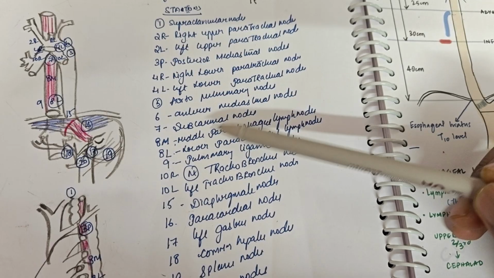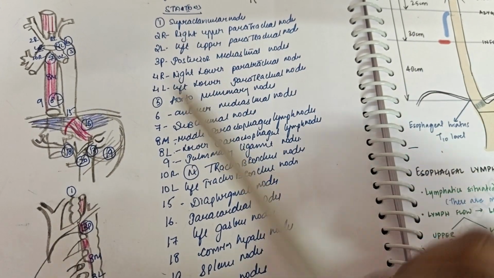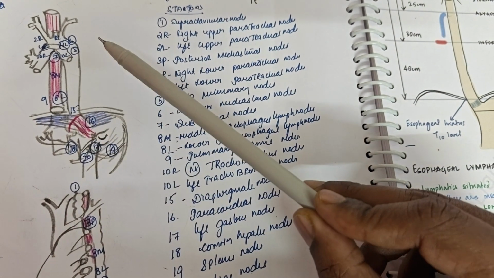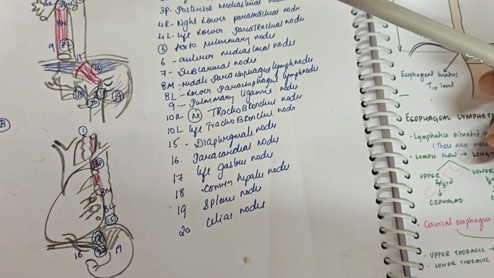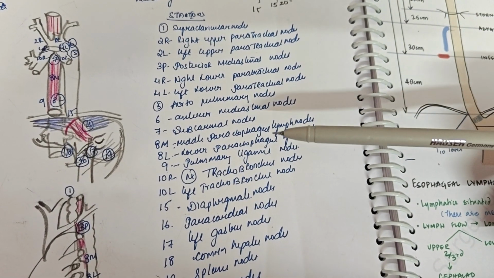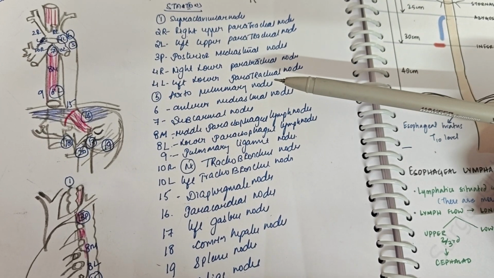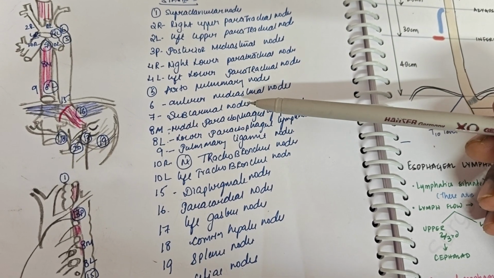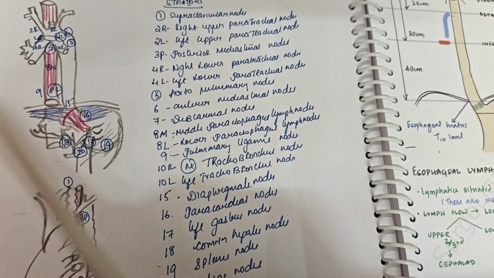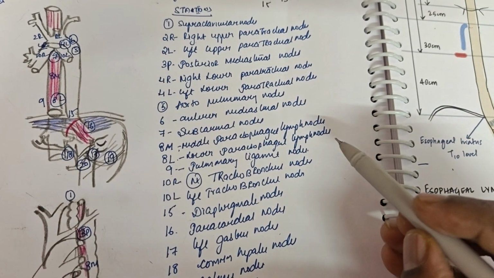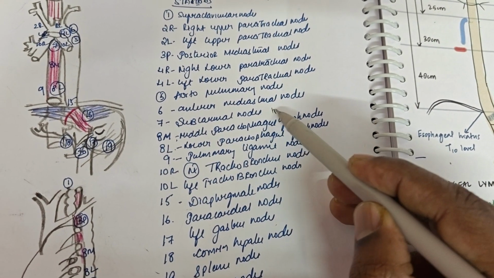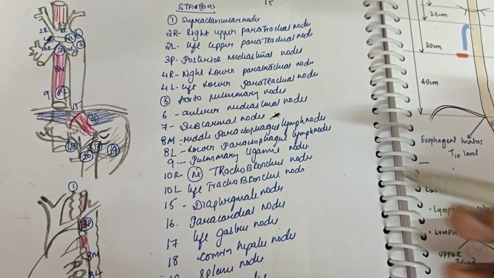And if you look at 5, you have the aortopulmonary nodes. 6 is the anterior mediastinal nodes. The 7th is the subcarinal nodes. So this is an important point which we need to understand. The subcarinal node is at the 7th station.